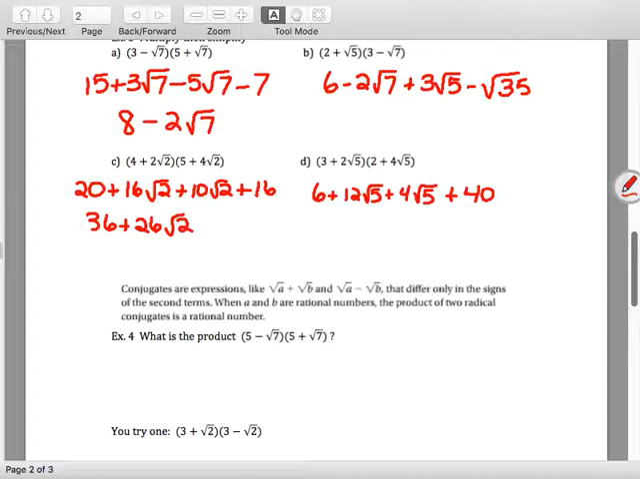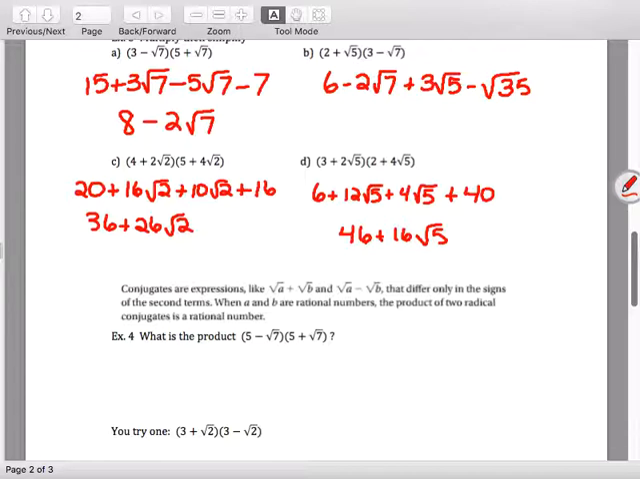All right, letter D. I'm going to do the first step of FOIL. That's 6 plus 12 radical 5 plus 4 radical 5. Now, it's this last one that can be tricky for some students. 2 times 4 is 8, but radical 5 times radical 5 is 5. So 8 times 5 is 40. Now, I do happen to have some like terms. And I get 46 plus 16 radical 5.